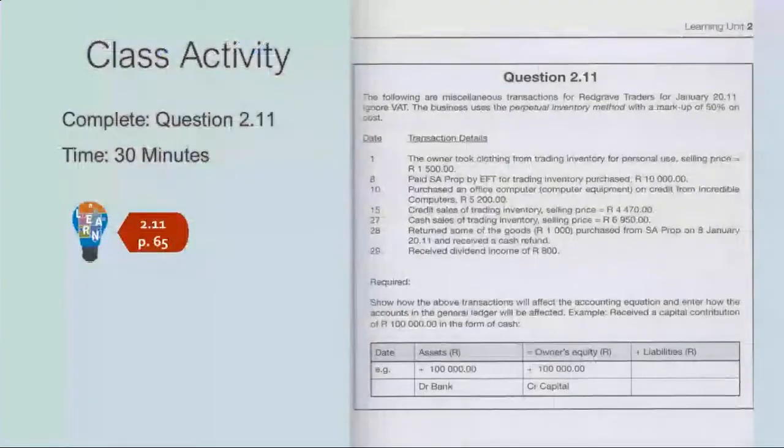Okay, let's look at the second transaction. Okay, we paid SA Prop by EFT for trading inventory purchased to the value of 10,000 Rand. Okay, this is similar to the previous transaction we did in question 2.13. So I expect you guys to be able to tell me what is the entry. What are we debiting? What are we crediting? And the category.